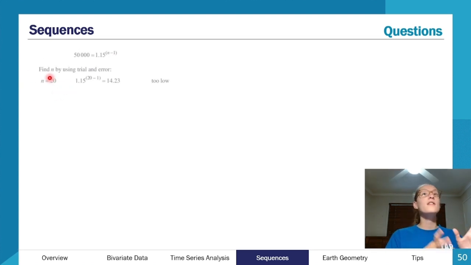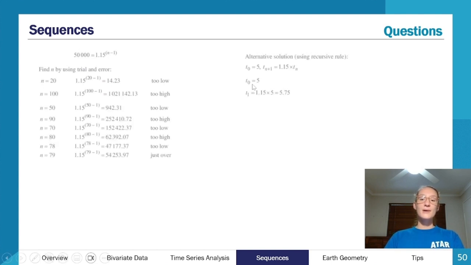So what they've done here is they've literally found N by using trial and error. So they said, okay, what if we let N equal 20? Oh, no, that's too low. That's not what we're looking for. They did a bunch more maths. They said, well, what about if we let N equal 100? Well, that's too high. That's not what we're looking for. What about 50? So pretty much they just tried all these different substitutions until they got the number they were looking for.